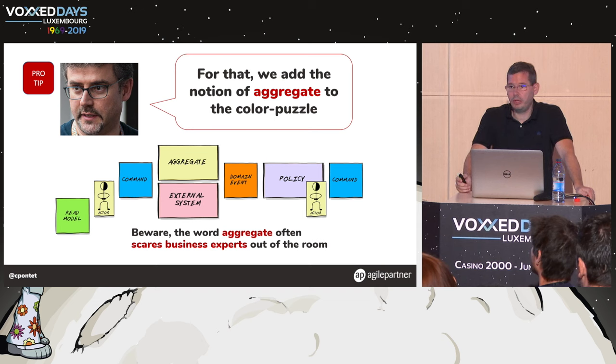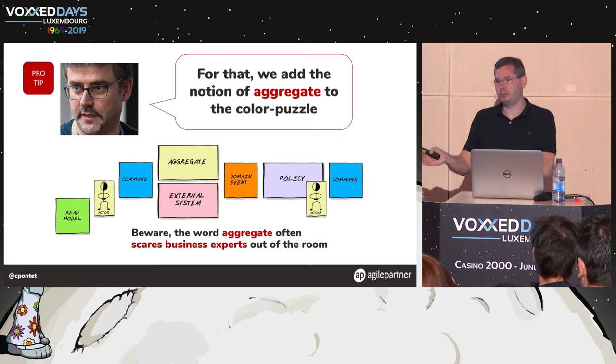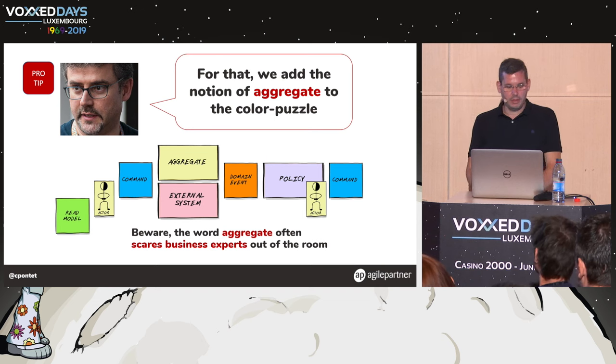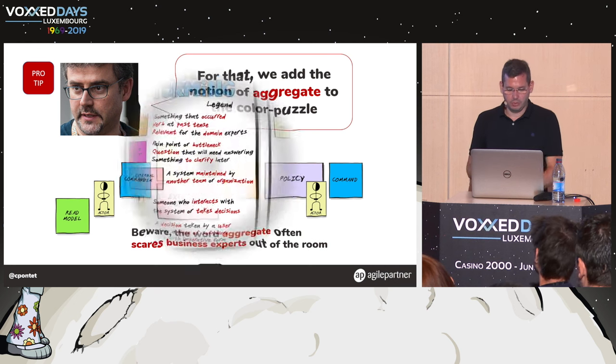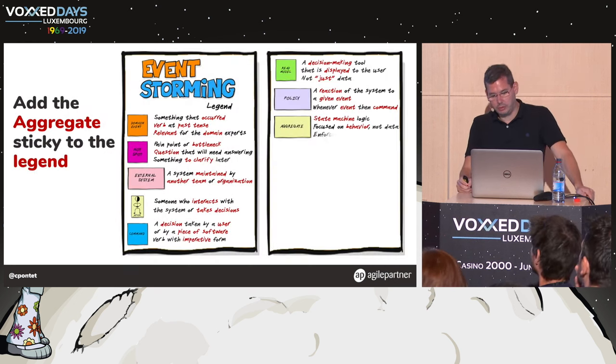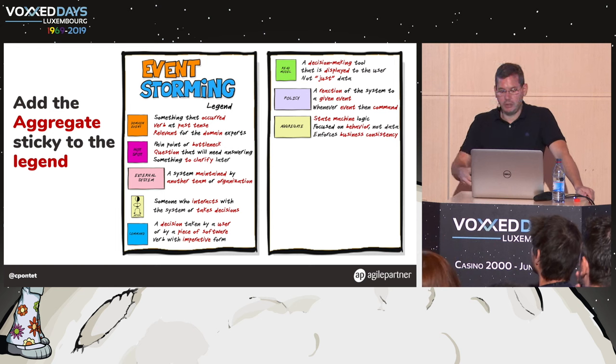But usually when business people participate in this kind of session, they get a bit scared, because the word aggregate, which comes, by the way, from the domain-driven design field, scares people for some reason. But it's not so complicated to understand, actually. So an aggregate is yet a new notation. It's basically a state machine logic. It's something with a life cycle.